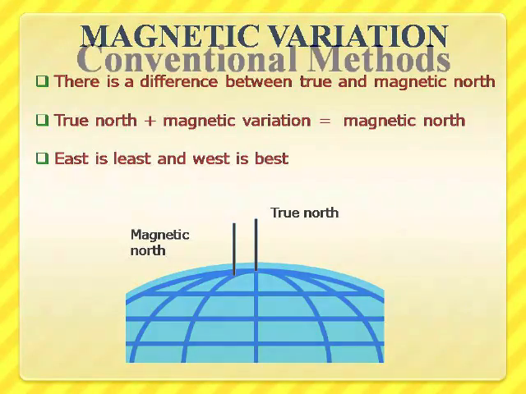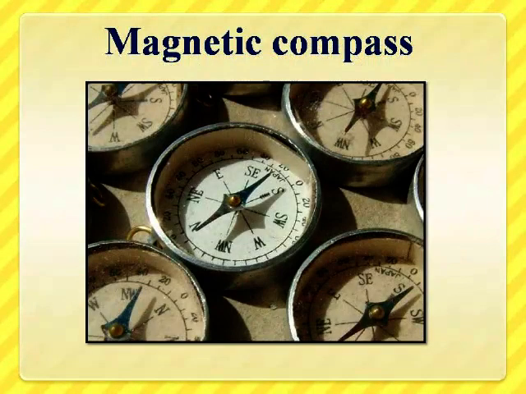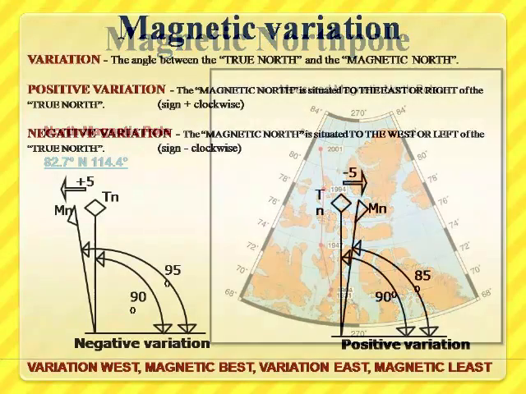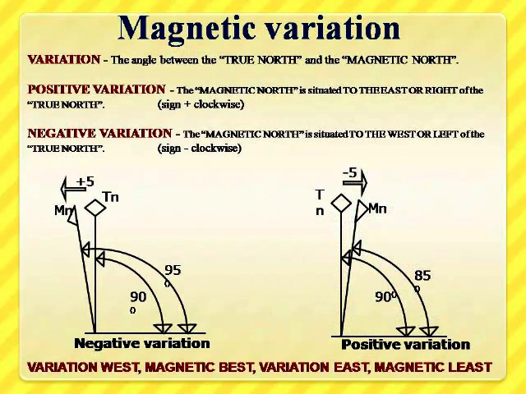So before we go to the conventional methods, let us see what are the devices we are going to use for this. A magnetic compass is the preliminary one. Here the magnetic compass indicates the north magnetic pole of the earth, which is not exactly 90 degrees north, but it is 82.7 degrees north and 114.4 degrees east. So there is a variation between the true north of the earth and the magnetic north of the earth, and this variation is shown in this diagram here.